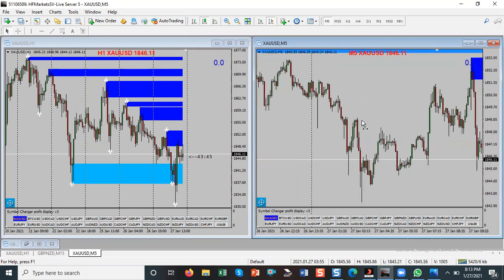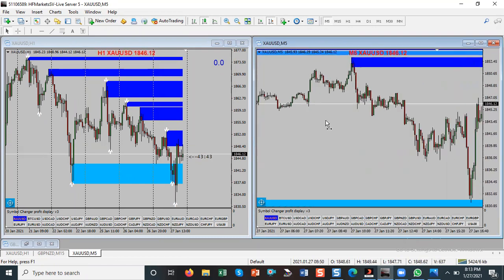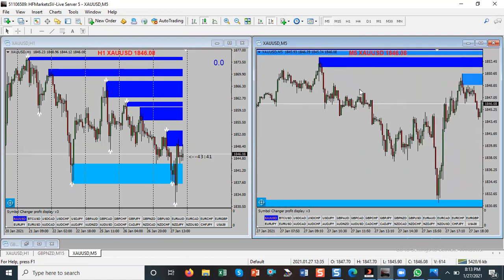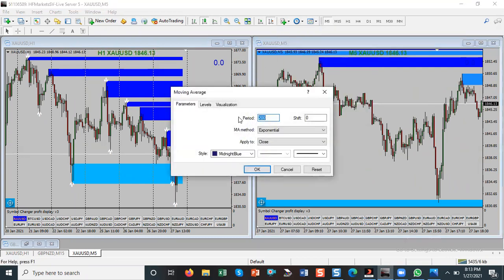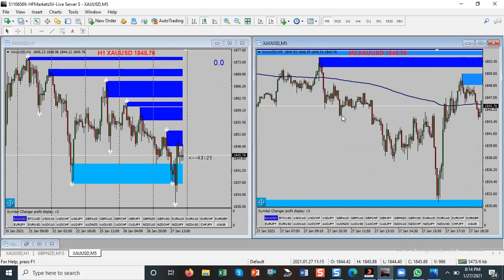okay, something else I need to add. Sorry, there's another thing I need to add. To the 5 minutes time frame, please add the 200 moving average. Period 200, shift is 0, MA method exponential. Then change this to midnight blue. Apply to close, then okay it. Good.